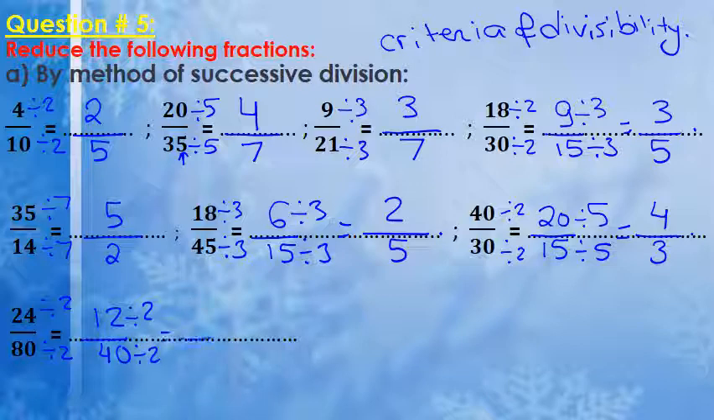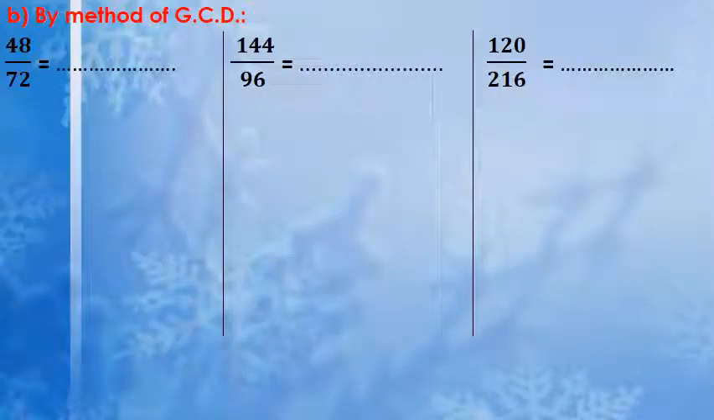12 divided by 2 is 6. 40 divided by 2 is 20. Also, we can reduce by 2 because the ones is even. 6 divided by 2 is 3. 20 divided by 2 is 10. 3 over 10 is an irreducible fraction.